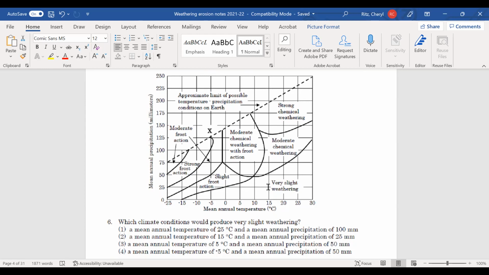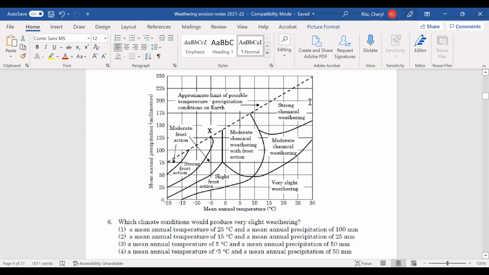Question 6 says, why is there no frost action shown for locations with a mean annual temperature greater than 13. So here is mean annual temperature greater than 13. So that's somewhere in here. Anything over here, it doesn't say anything about frost, frost action or frost wedging. Why might that be? So you got to think a little bit.